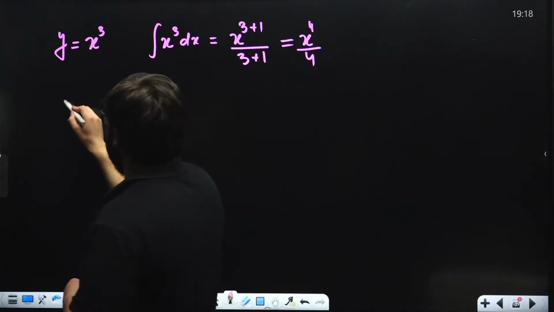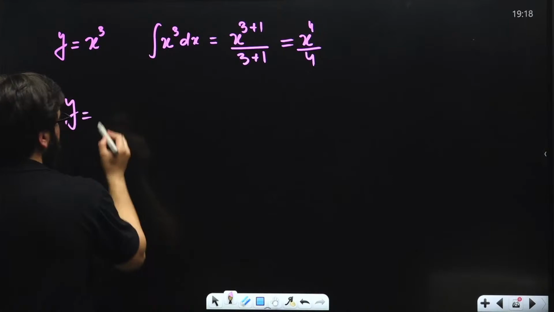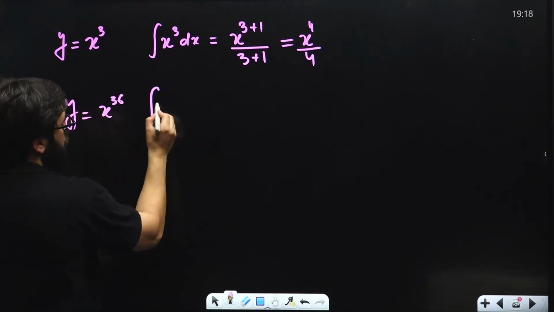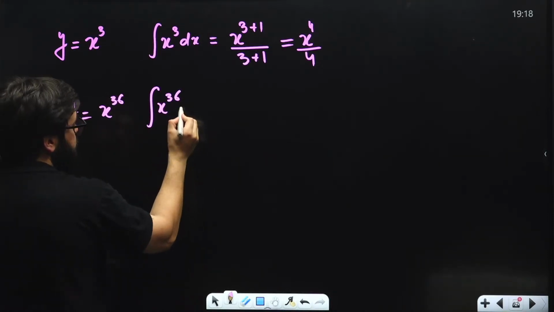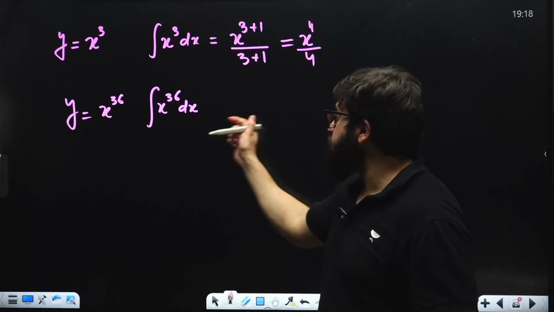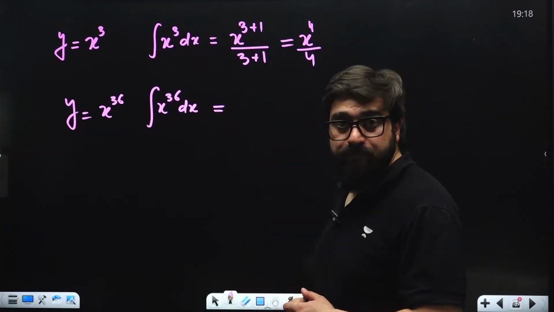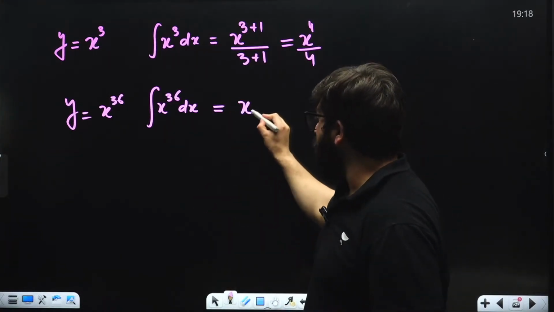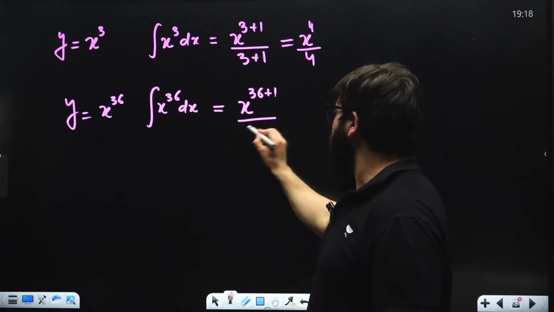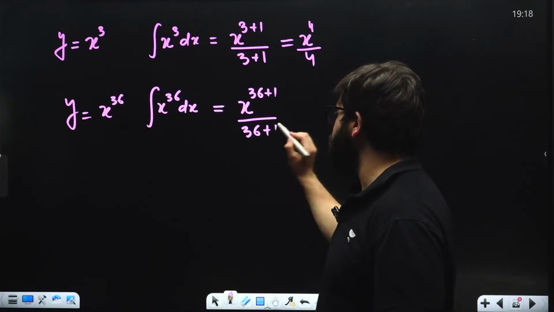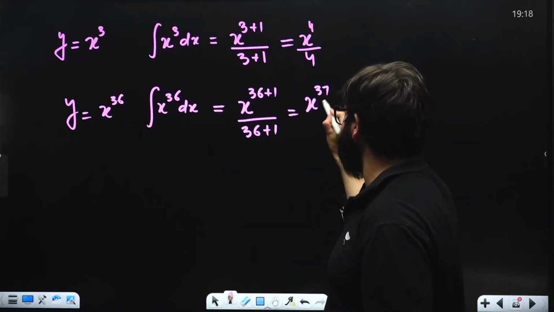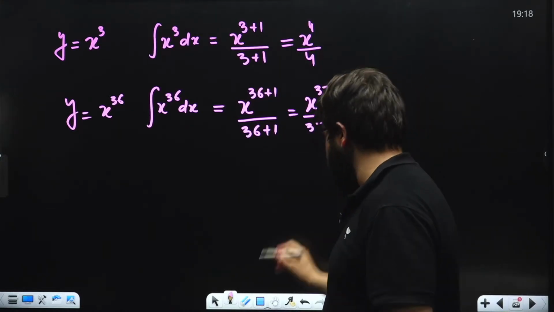If I say y is equal to x raised power 36, what is the integration of this x raised power 36, and then we say dx? Now do the integration. So we say x raised power plus 1, that is 36 plus 1, upon 36 plus 1. So it will be x raised power 37 divided by 37.